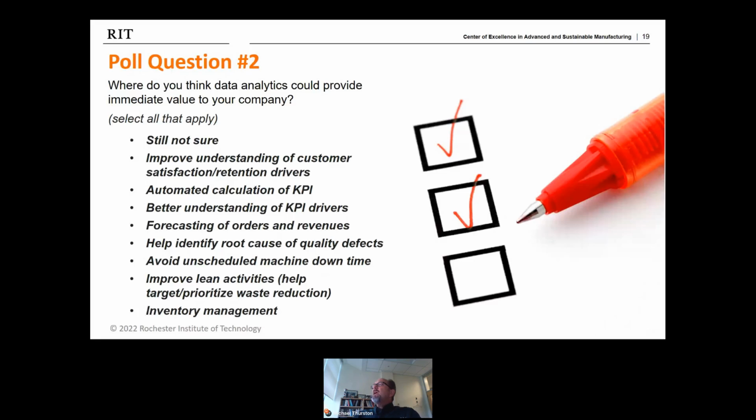The general answers are coming in with a little more interest on the process side, helping to identify root cause of quality defects and inventory management, and a little less on the business side. Both aspects, as we talked about, can add value. And again, hopefully by the end of the presentation, you have a little better sense of how you might go about working on both sides of the data analytics challenge and opportunity. Thanks for your feedback there.